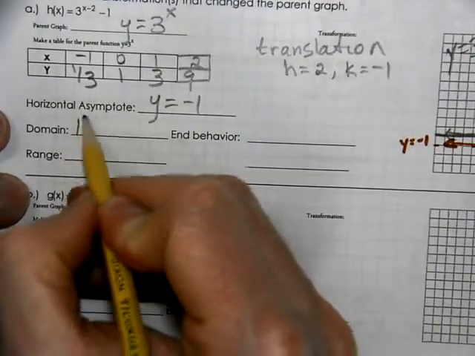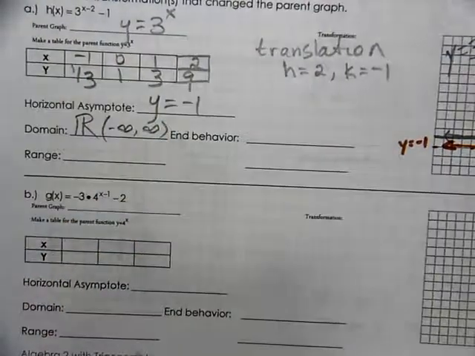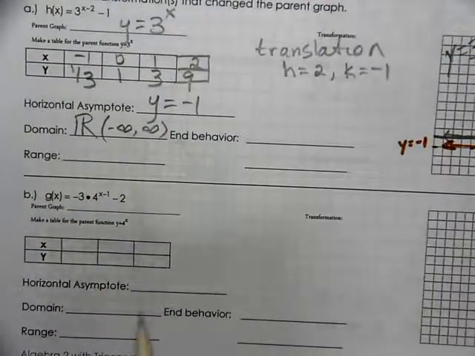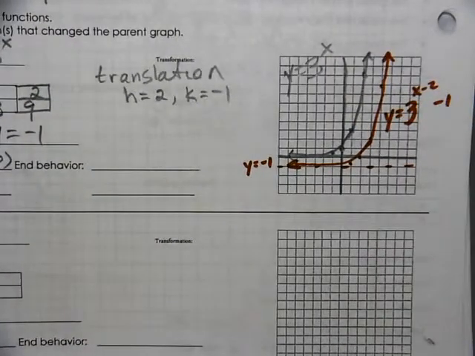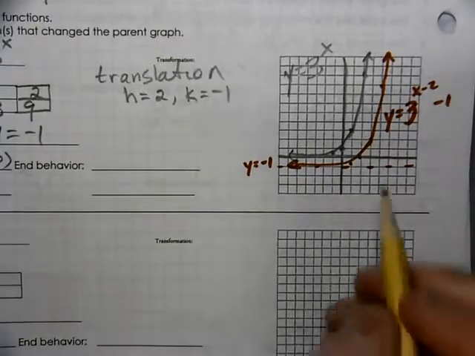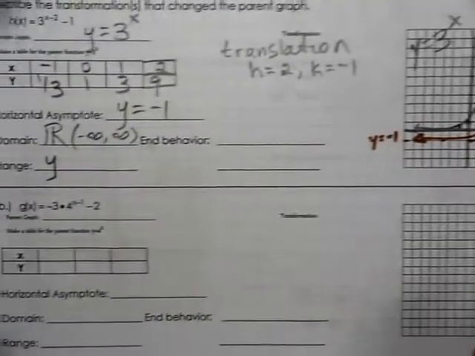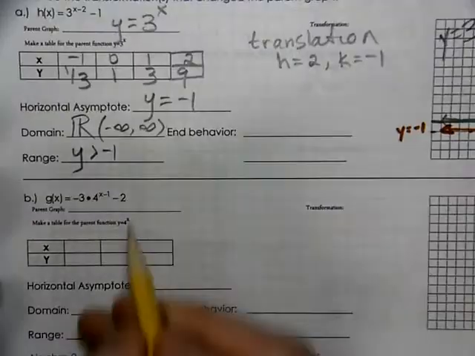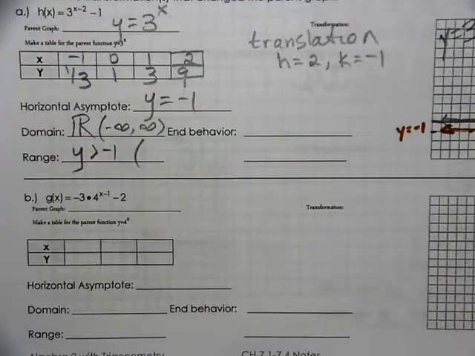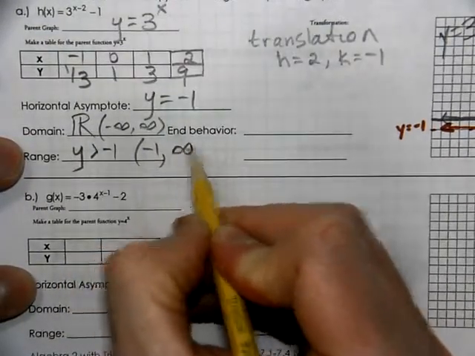The domain is still all real numbers, so that's -infinity to +infinity. The range, what is the range of our graph? Our lowest point is -1, and then it curves up. Those are the y values. So the y value is greater than -1. In terms of our interval notation, that would be -1 to infinity.